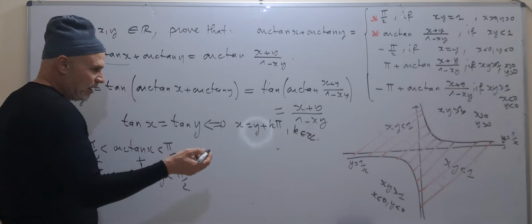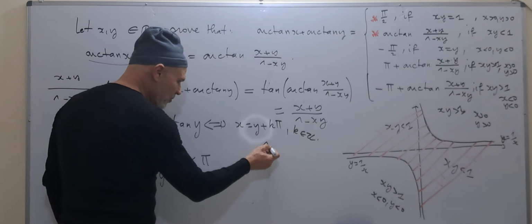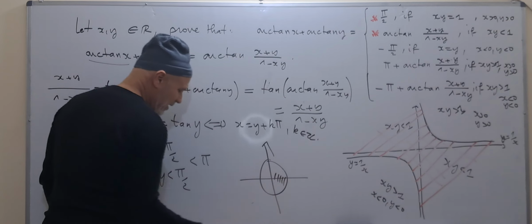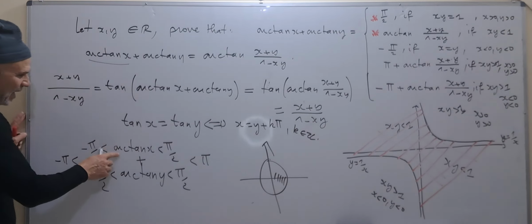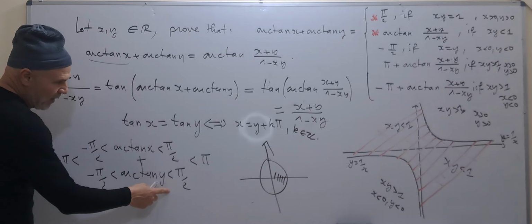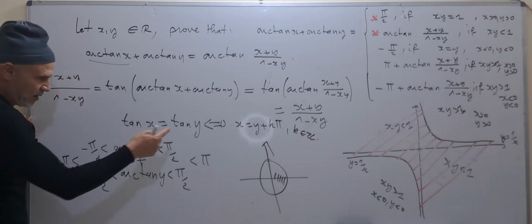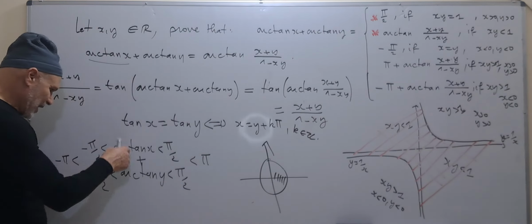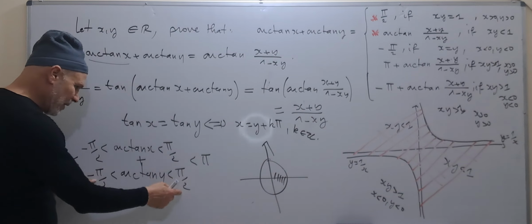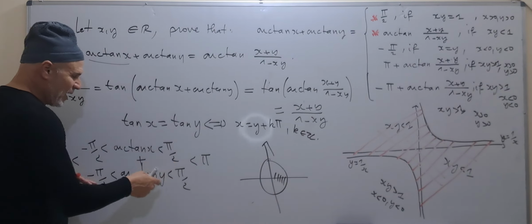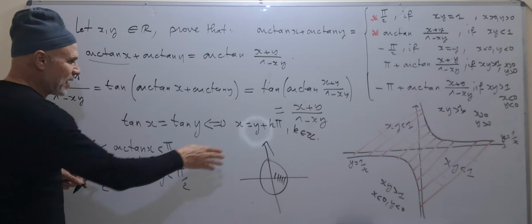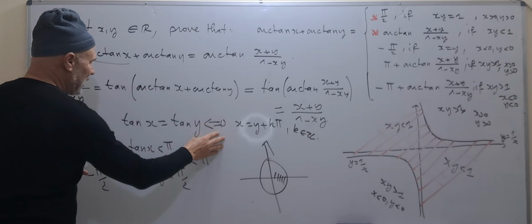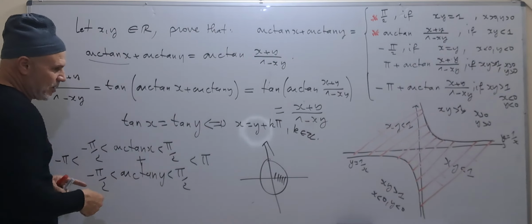A manner to deal with this question is to prove that the cosine is positive. The cosine of what? The cosine of arctangent x plus arctangent y. If we prove that this cosine is positive, this means that the sum is actually between minus π over 2 and π over 2, and not minus π. This will be sufficient to say that k is equal to 0 and that x is equal to y. Since we have equivalence, this means that this equation is true.